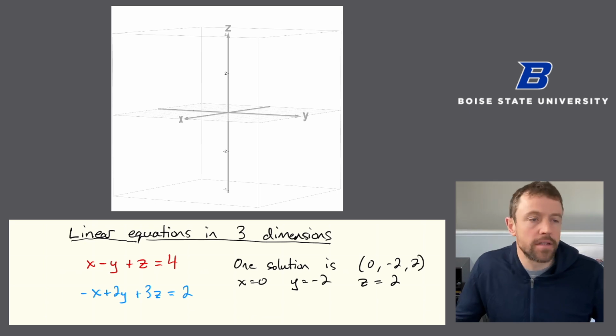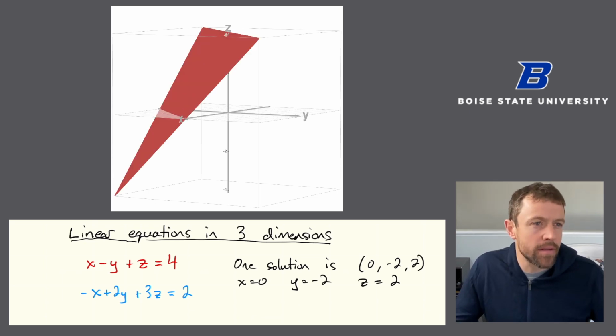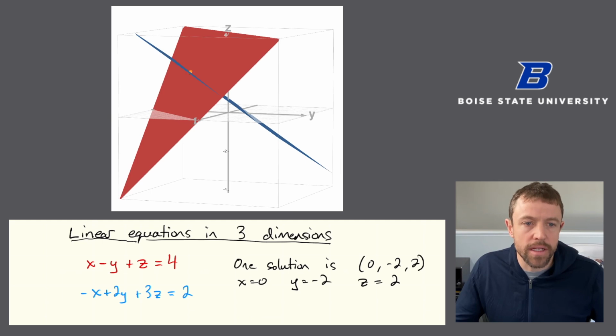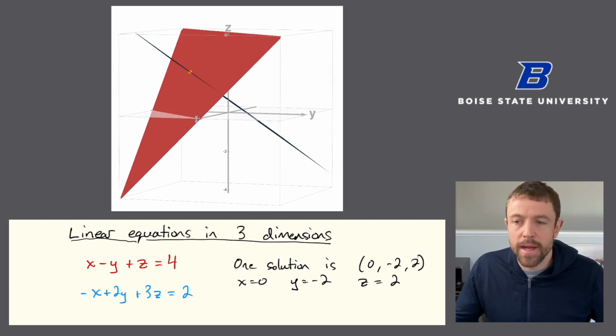Let's look at the graph. And maybe pause and think to yourself, what do you think is going to happen? So here are my 2 equations graphed. Where is the point (0, -2, 2) going to fall? We can see this orange point right here. It falls in the intersection of the 2 planes, which matches up with what we saw in 2 dimensions.